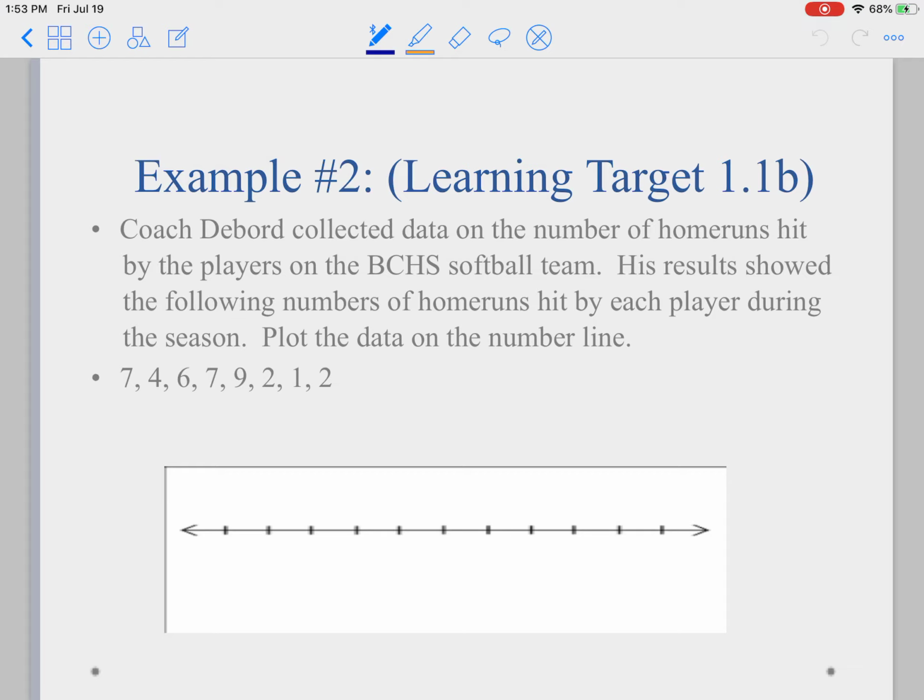So example number 2, we talk about number lines. And so with a number line, you may be familiar with putting numbers on a number line. And when we look at the number line that's given in this example, and this example once again is going to highlight learning target 1.1b. So example number 2, learning target 1.1b is what we're highlighting. And we have a number line that is given to us at the bottom.